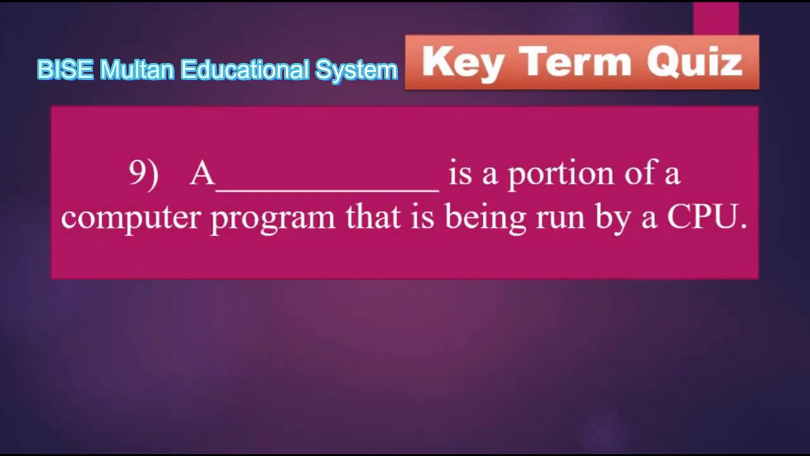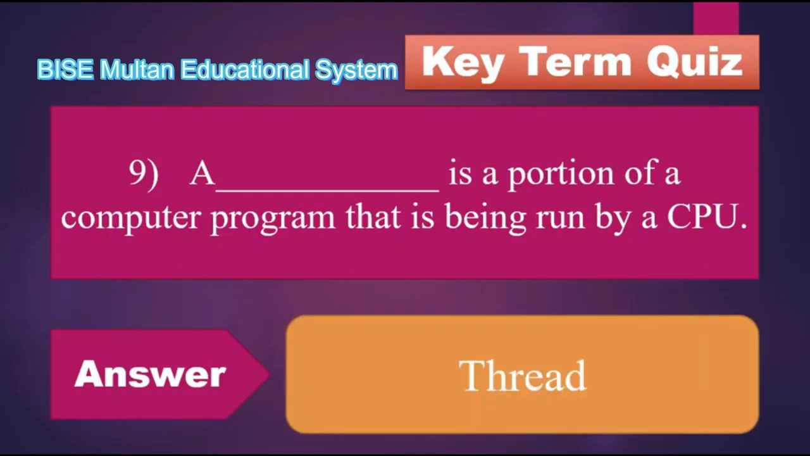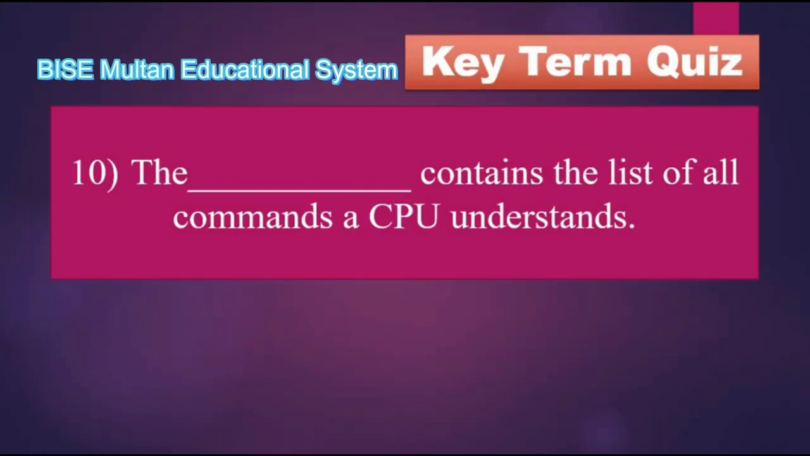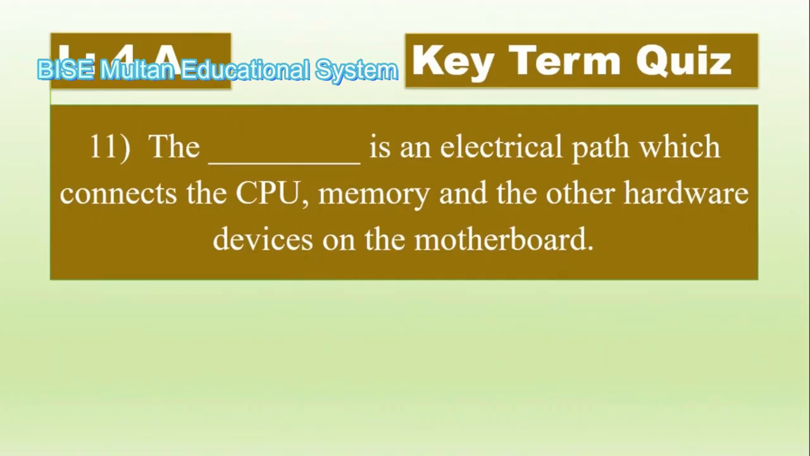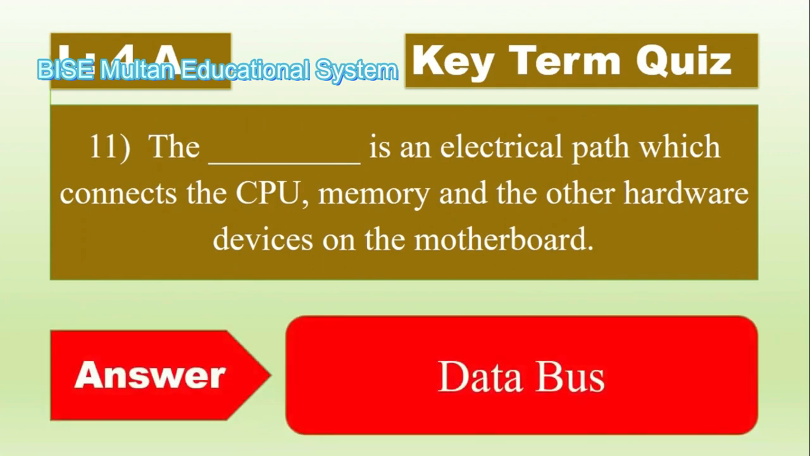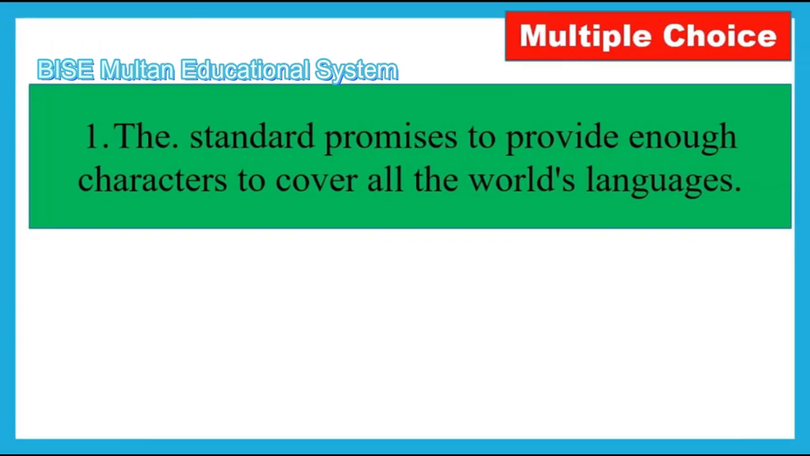Question number 9: A dash is a portion of a computer's program that is being run by a CPU. The answer is thread. Question number 10: The dash contains the list of all commands a CPU understands. The answer is control unit. Question number 11: The dash is an electrical path which connects the CPU, memory and other hardware devices on the motherboard. The answer is data bus.